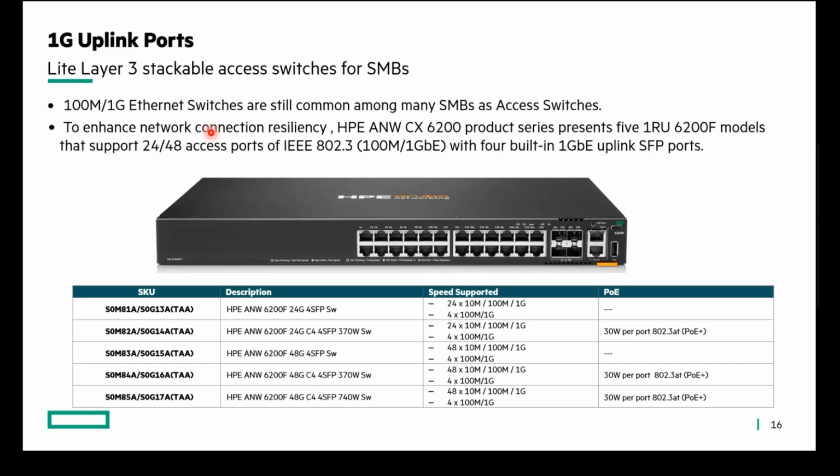Hence, considering the needs of these SMBs, we have introduced the 1 rack unit fixed 6200 models that support 24 or 48 access ports of up to 1 gig with 4 built-in uplink ports up to 1 gig SFP ports. So these SKUs are the ones that support up to 1 gig uplinks, and 3 out of the 5 SKUs are class 4 PoE capable, up to 30 watt PoE per port.